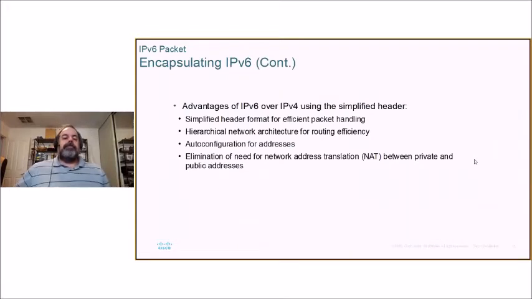So the advantages of IPv6 over v4 using the simplified header: it's efficient for packet handling, it has a hierarchical network architecture for routing efficiency, auto configuration for addresses, and elimination of the need for network address translation. So it's not just the header's advantage, these are many of the advantages of IPv6.